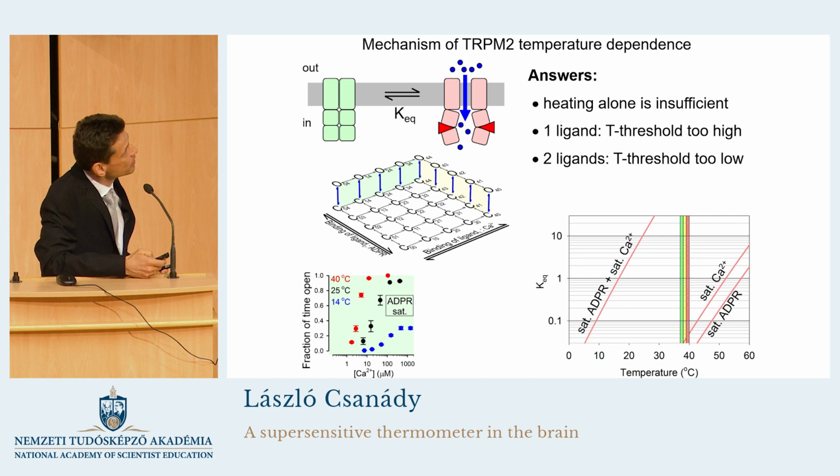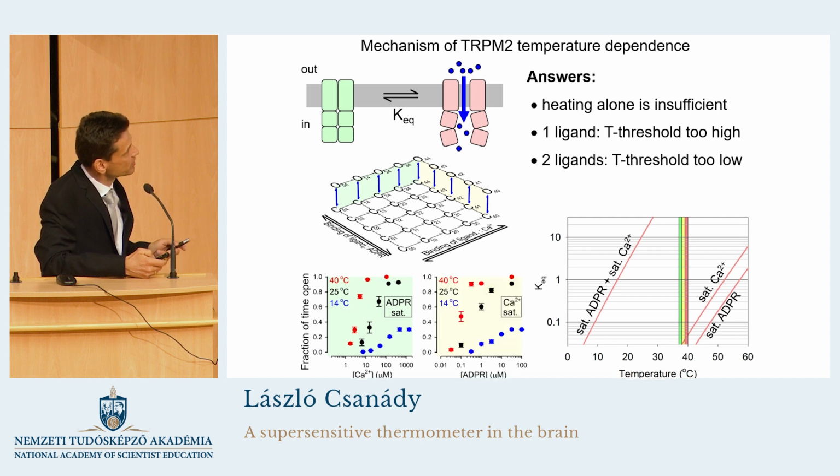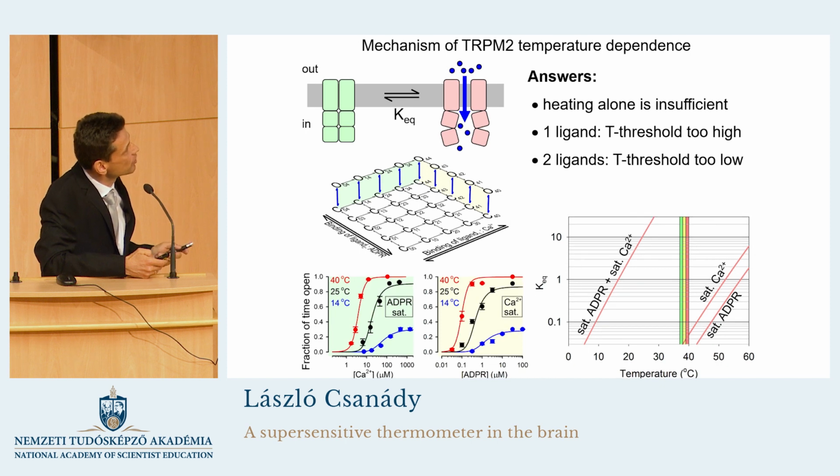And then we did the opposite. We fixed calcium to saturating levels and altered the ADP ribose concentrations. And again, here are the measured activities at those 3 temperatures. And then by fitting this model to this data set, we could estimate all the parameters of this model. And you can see that this model provides quite a good fit to this data.